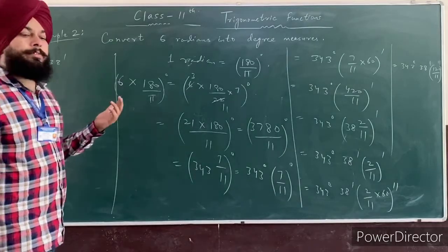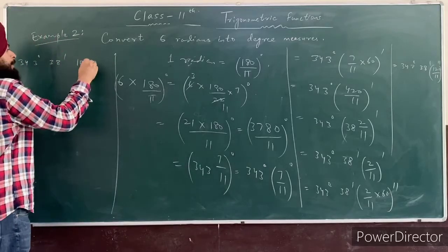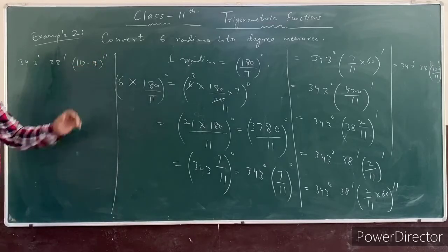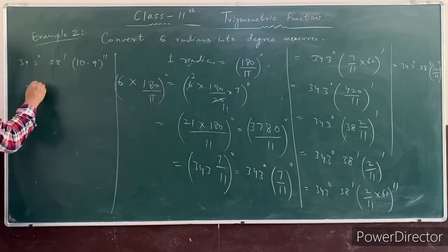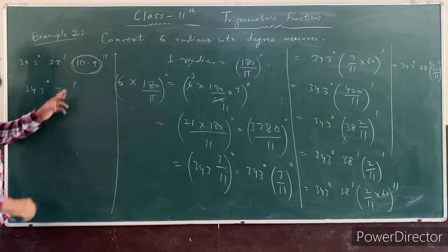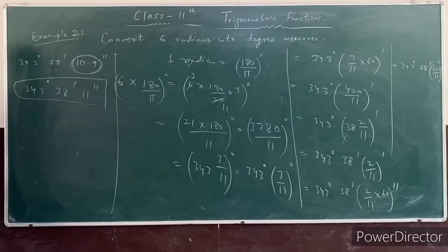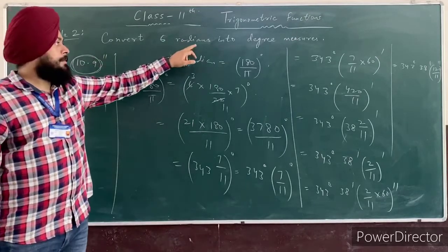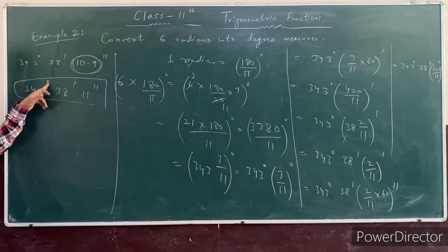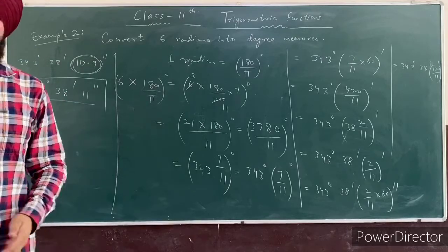So 120 by 11 when divided, its approximate value is 10.9 second. Or you can also write 343 degree, 38 minutes. You round 10.9 to 11 seconds. So this is your final answer. So 6 radian when converted into degree measure, its answer is 343 degree, 38 minutes and 11 seconds. Clear, students?